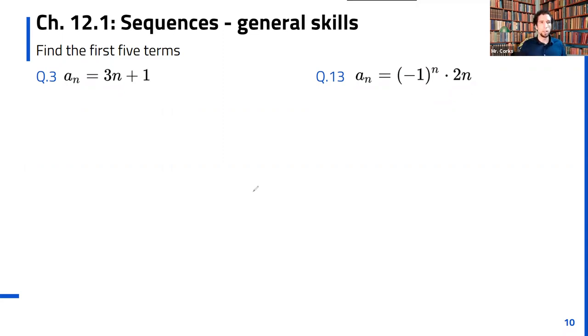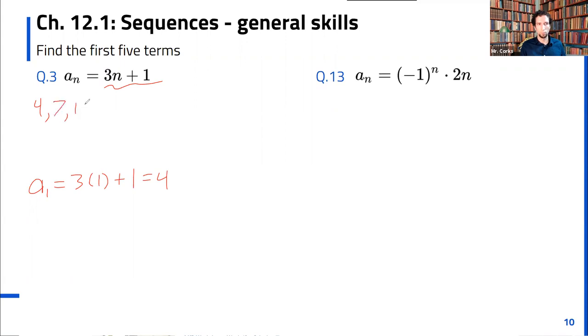All right, let's try these. So the one on the left, can someone tell me what is our first term? 4. So again, to evaluate these, we just put in the numbers there. A1 is equal, using this, 3 times 1 plus 1. That's 4. So the first term is 4. Tell me the next 4 terms. 7, 10, 13, one more. 16. So there we go.